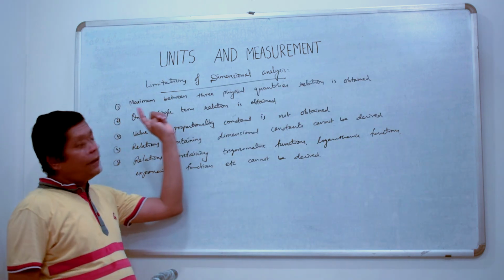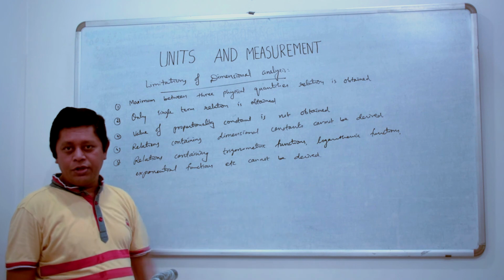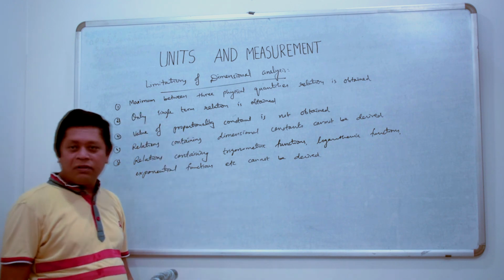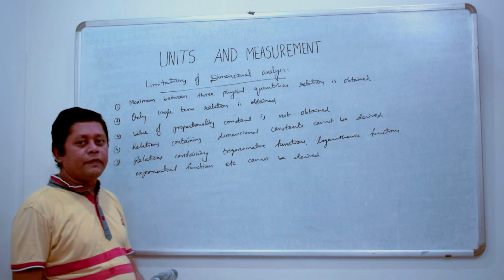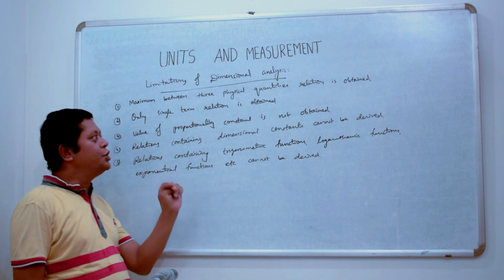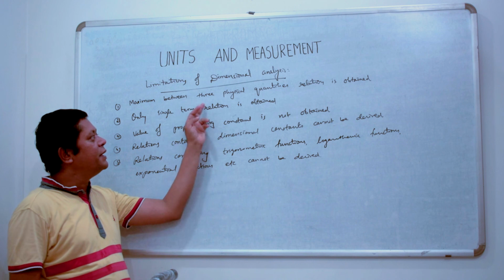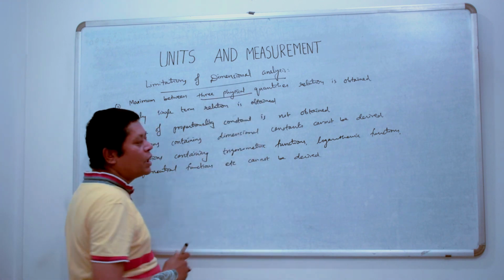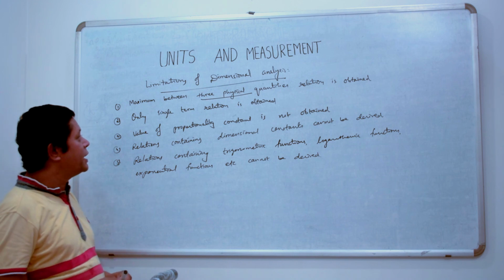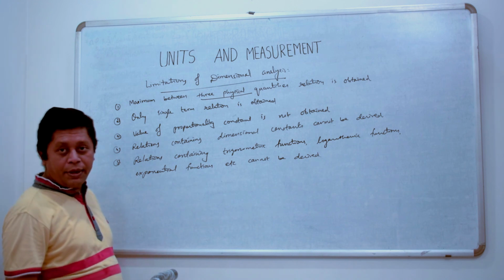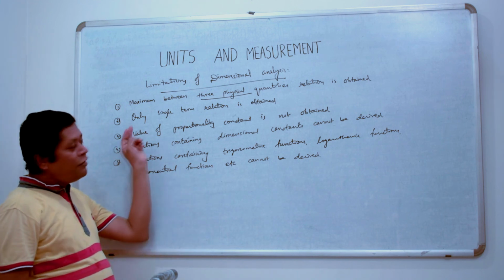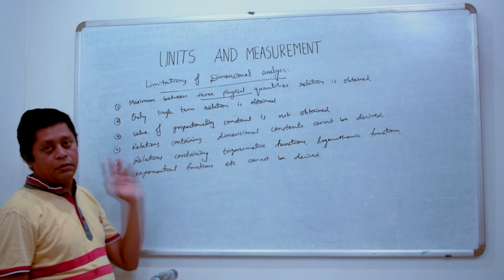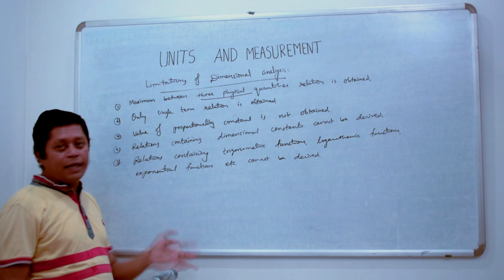Apart from applications, there are some limitations also. See here, as we are comparing the powers of M, L and T, at most we can derive the relation among 3 physical quantities. So if there is a relation between more than 3 physical quantities, then it is difficult to derive the relation. Another thing, when we derive the relation, we get a single term. So any relation having a single term can be derived.